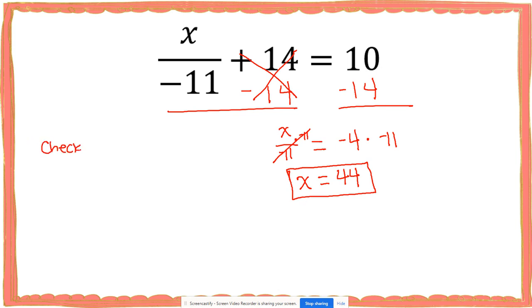We can check this by plugging into my original equation, which said x over negative 11 plus 14 equals 10. I would plug in 44 for x and then write the rest of my equation. I'm going to divide positive 44 divided by negative 11, which gives me negative 4. Then I'm going to add negative 4 plus positive 14. Negative 4 plus positive 14 gives me 10. So that means that this equation is balanced. So my solution of x equals 44 is correct.